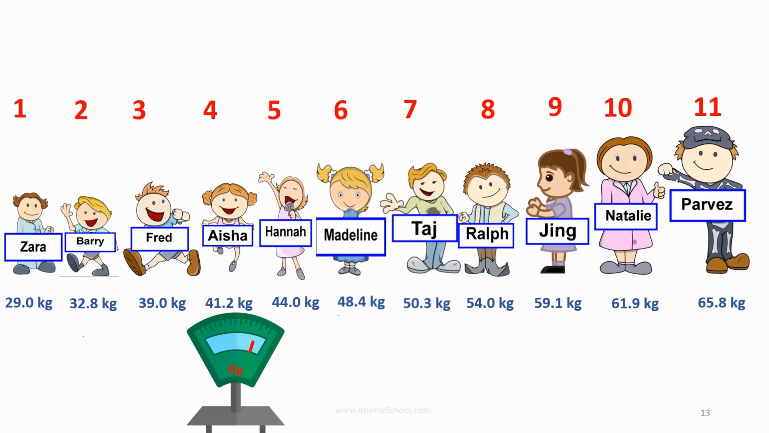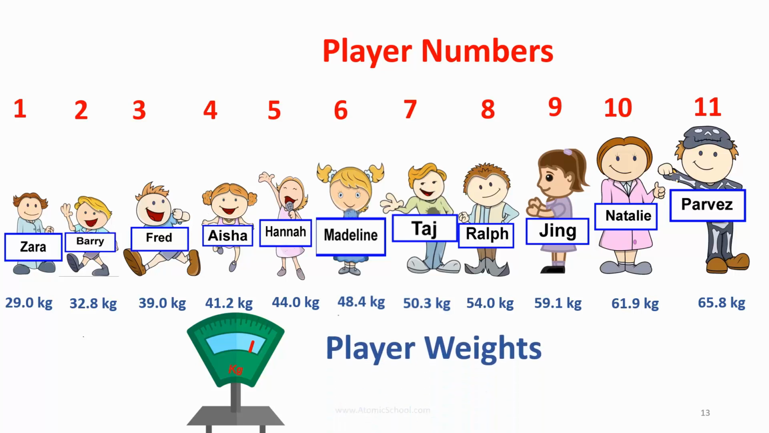This list is almost the same as shortest to tallest, which makes sense because people usually get heavier when they get taller. But not always. Going from lightest on the left to heaviest on the right, Zara is number 1 and Parvez is still number 11. We can now see 2 rows of numbers, the player numbers at the top and the player weights at the bottom. The size of both increases going from left to right.